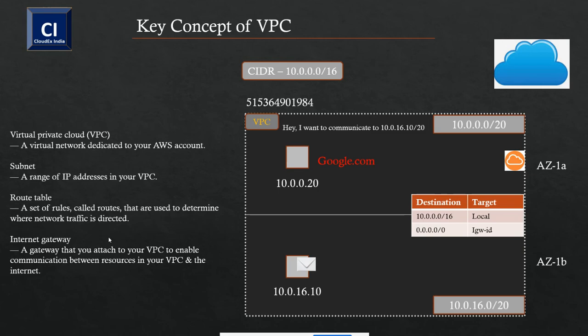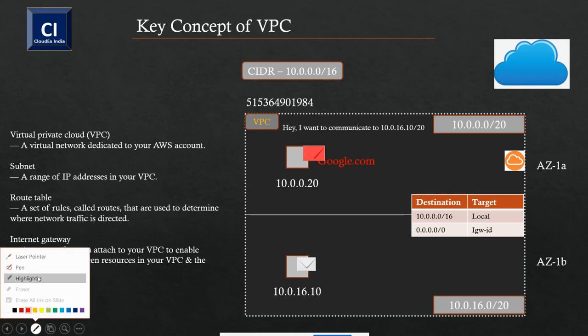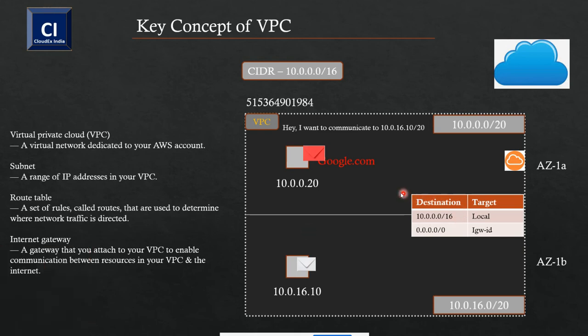So how does it work? Let's see. Take an example: your system 10.0.0.20 wants to communicate with google.com. So what happens? It comes to the route table, and under the route table there is the default route that is created. So you need not do anything for 10.0.0.0/16. But apart from 10.0.0.0/16, you have to define a route.